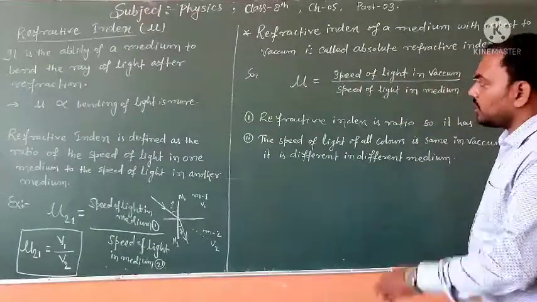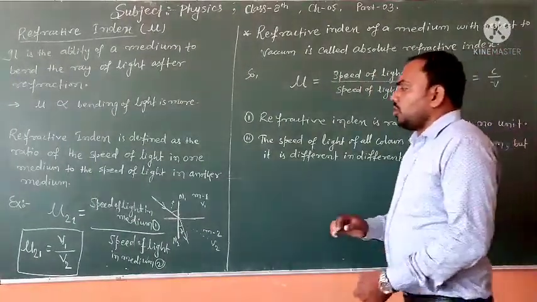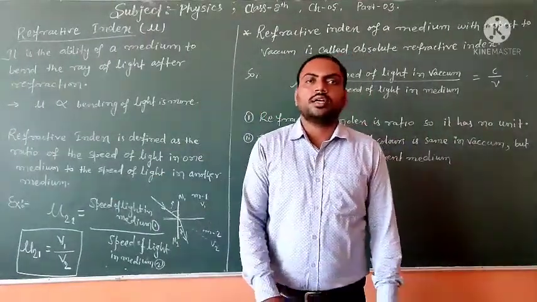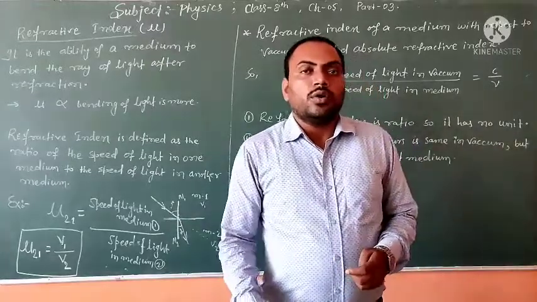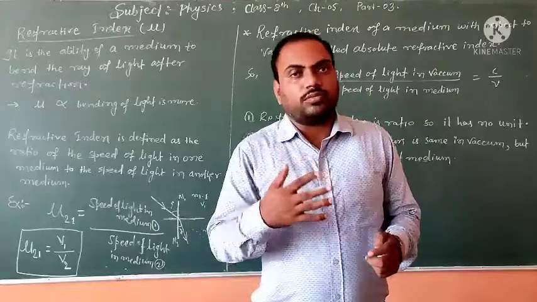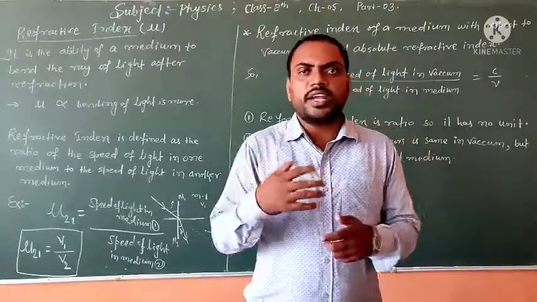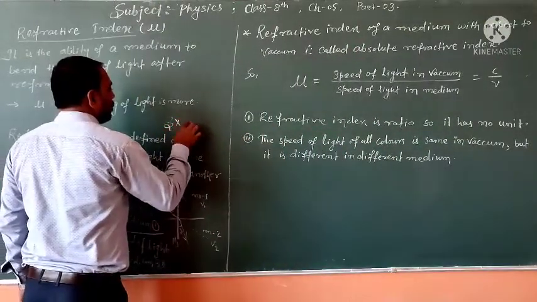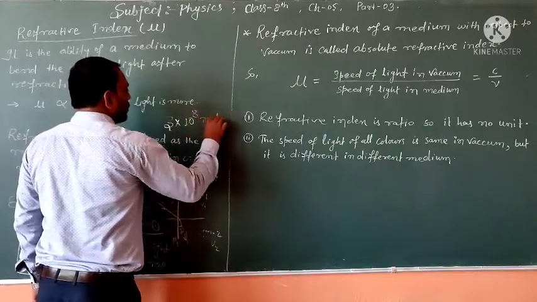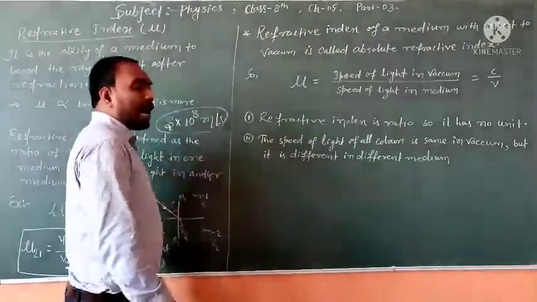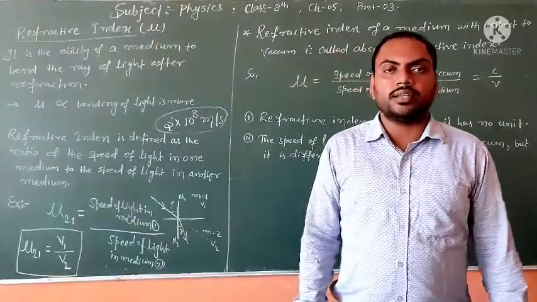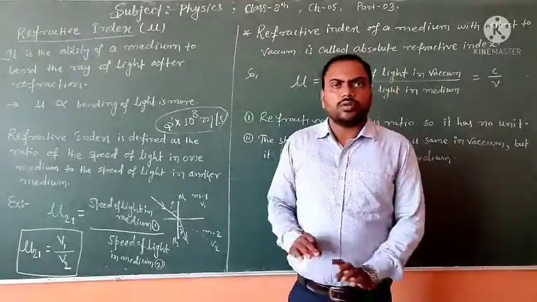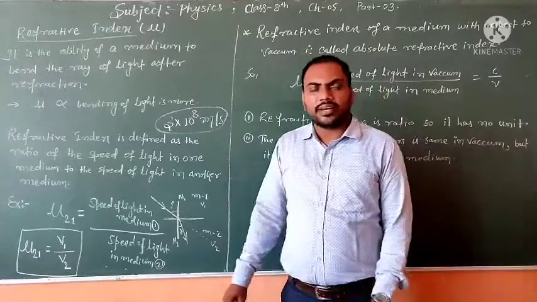Okay, so now I'm moving to the next part. Moving to the next part, we will understand about the nature of light. When light travels in a vacuum, its speed is 3 into 10 raised to 8 meter per second. This is the highest speed of any particle in the universe, till we know.